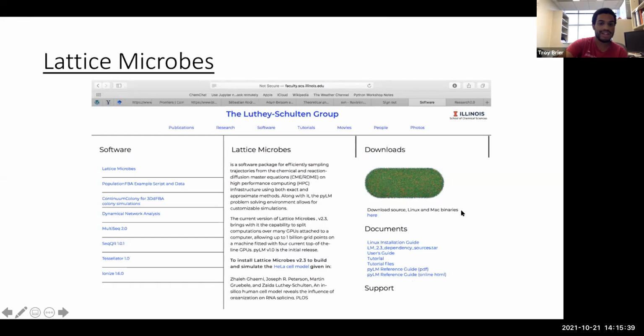What I will note is that this is LM 2.3, which is the version you'll be using today. It's pretty similar to LM 2.4. However, there are some new modifications that we've added. 2.4 is not currently out yet, but we are currently working to submit a manuscript that Zan touched upon. And then once that is submitted, we will work on submitting something else that would be a more technical paper talking about some of the modifications we made to Lattice Microbes.